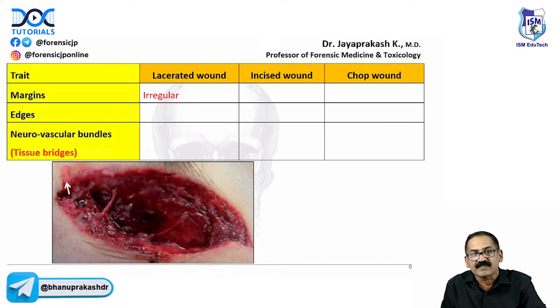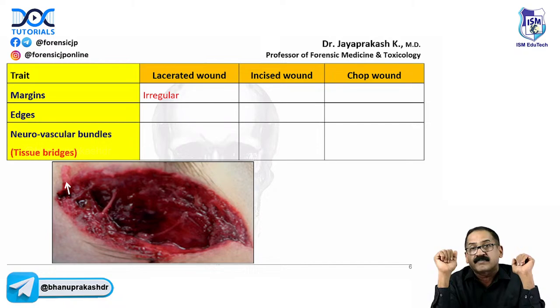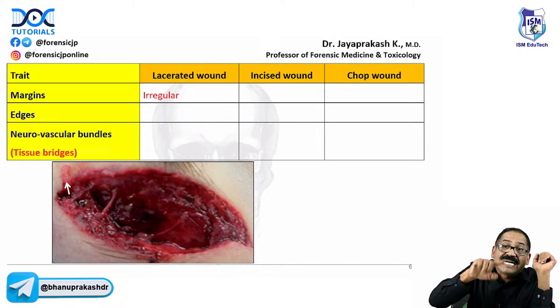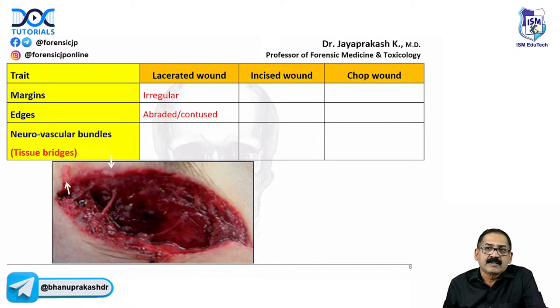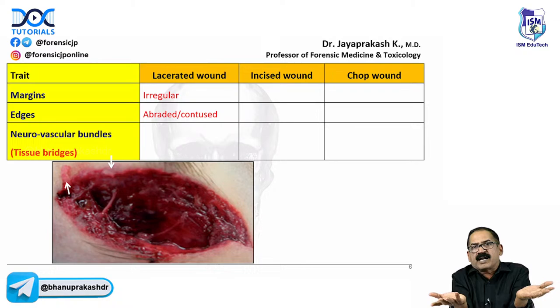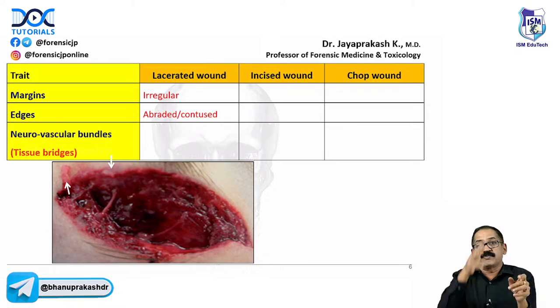At the same time, the invaginated skin comes in contact with the side of the stone. That causes abraded or contused edges. Look here at the arrow. If I take one rubber band in my hand and ask you to hit with the iron rod, what happens to the rubber band? Nothing happens. It just stretches. That's all. It does not get transected. Meantime, if you hit with a knife, your rubber band will get transected.